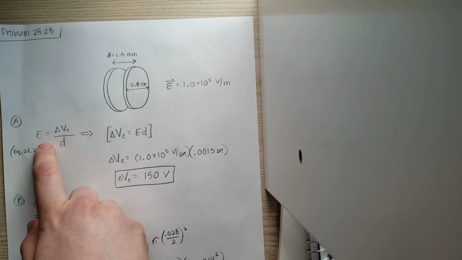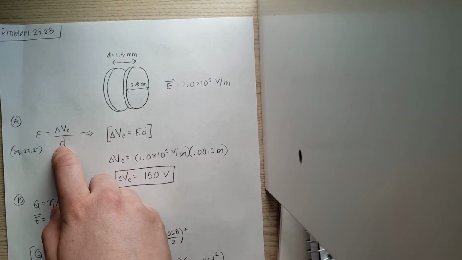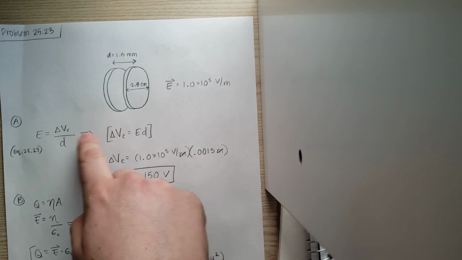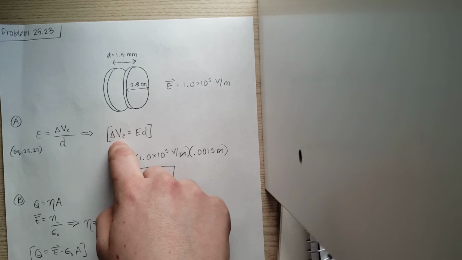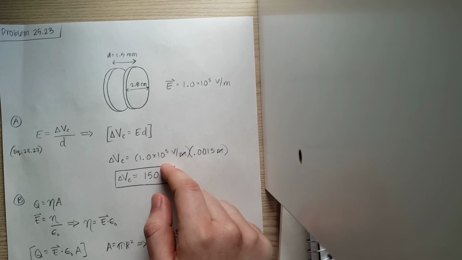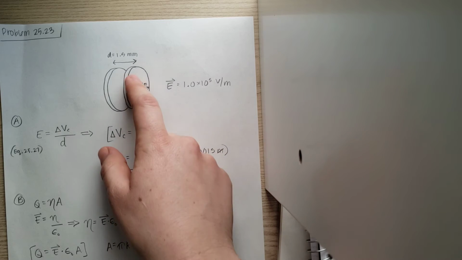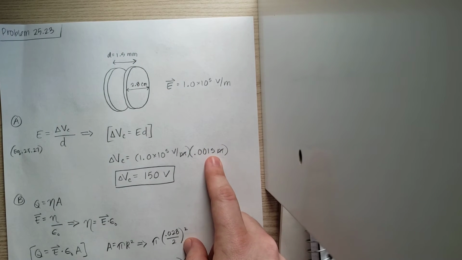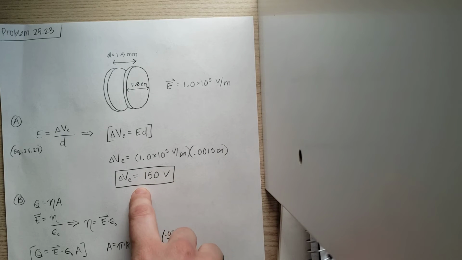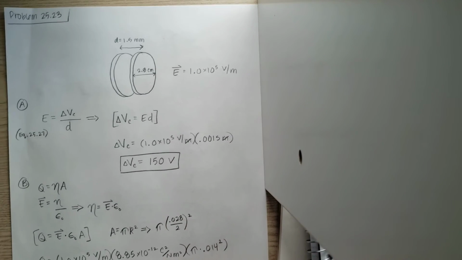using equation 25.27, we know that the electric field strength is going to be equal to that capacitor voltage divided by the distance between the plates. So we can just swap those around and solve for our capacitor voltage. So plugging in our electric field and our distance between the plates, which we need to remember to convert to meters, we get the potential difference at 150 volts. So that's the answer for part A.